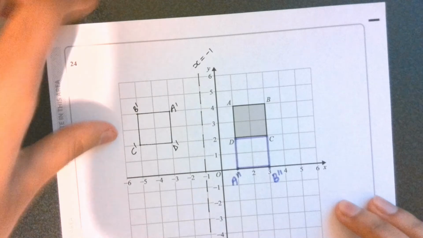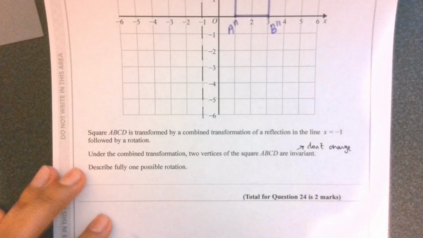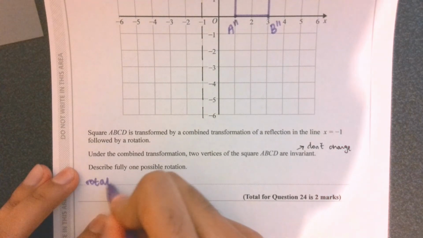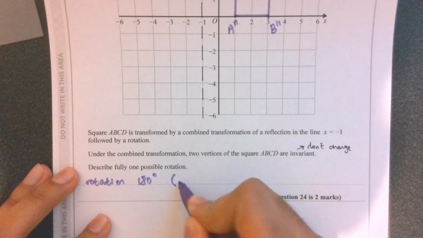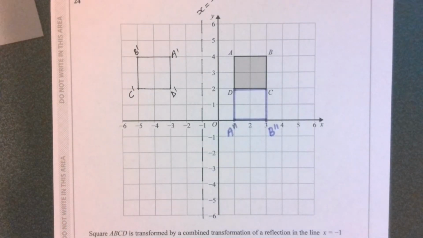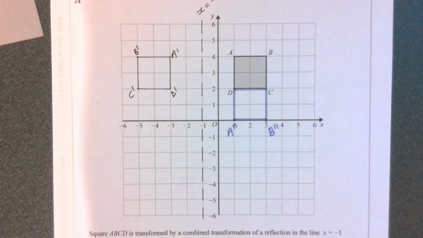And what you'd find here is we had a rotation, so let's just write this down. Here we had a rotation by 180 degrees with center -1, 2. Okay, so that's one possible thing we can do. Let's see what else we can do.